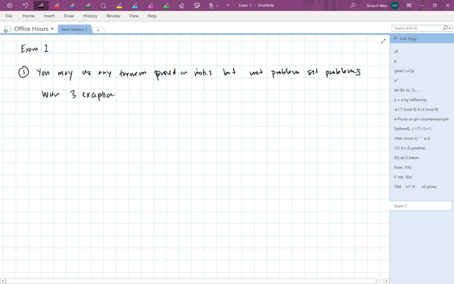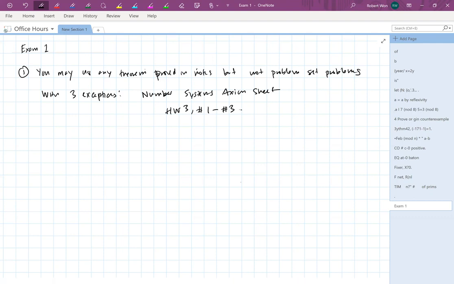These are the 3 problem set problems that appear as theorems on your number system axiom sheet. So your number system axiom sheet lists 3 theorems, in particular, homework 3, number 1 through 3. These all appear as theorems there, and so you may use those as if they were proved in the notes. I will include a copy of your number system axioms as the final 2 pages of the PDF.